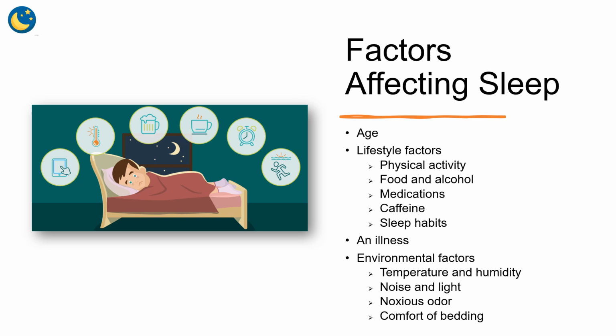Foods like heavy carbohydrates or foods that are high in saturated fat are things that we should not eat right before bedtime because that may interfere with sleep. Alcohol. Although you would think when you drink alcohol, it kind of makes you very relaxed, it's a depressant, it would help you go to sleep.